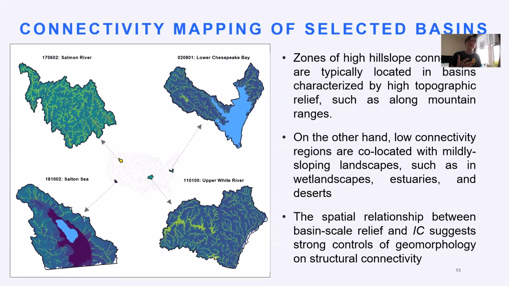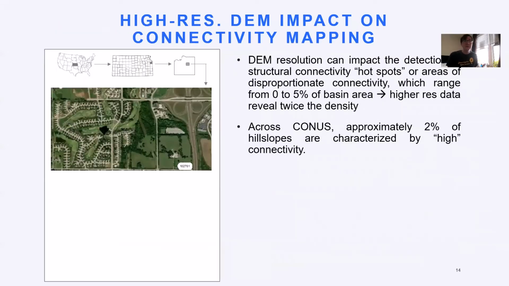The Salmon River is the most highly structurally connected basin in CONUS by our analysis, whereas the Salton Sea is one of the lowest connected because it has incredibly flat areas, some man-made, some induced by climate and evaporation. And the Upper White River and Chesapeake Bay are other end members in this analysis. How does high resolution DEM data inform connectivity?